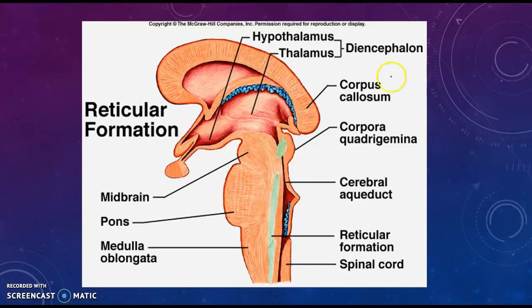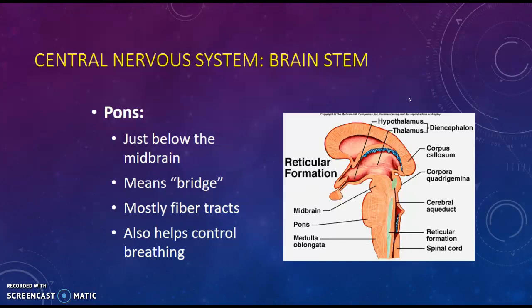All right, so if we look here, here is our first section, that midbrain. It shows you right there the corpora quadrigemina, one of the major structures. So this is going to be your most superior structure for your brainstem. Then we have the pons, which is right below the midbrain. Okay, so here's your pons here.